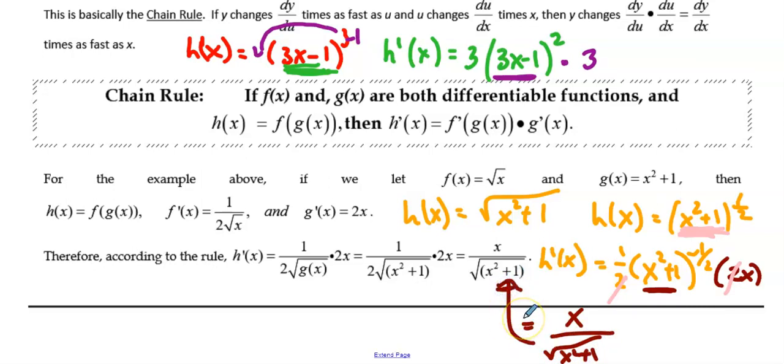So it's just an extension. The chain rule is just an extension from the power rule. You're basically going to have a function that's raised to a power where the derivative of the function inside the parentheses is not 1, right? It's not 1. So let's practice.